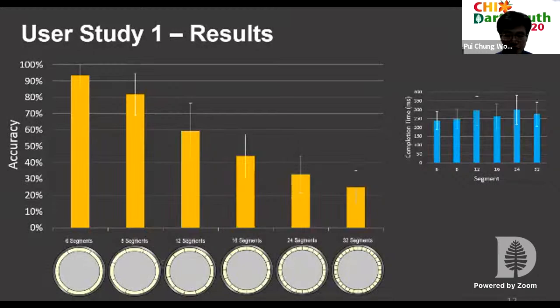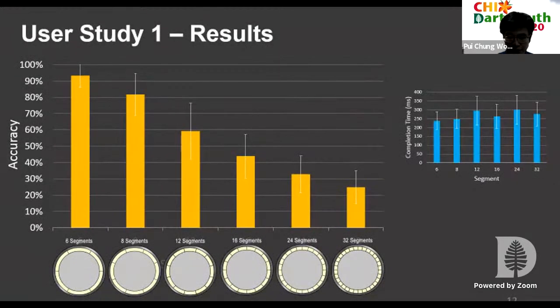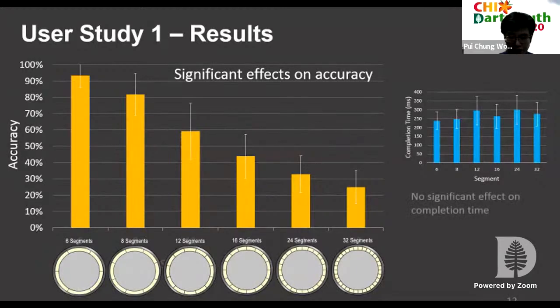Here are the results showing the accuracy of the 6 different layouts. We can see that the 6 segment layout can achieve accuracy around 95%. However, the accuracy decreased gradually to 25% for the 32 segment layout. There are significant effects of the layout on accuracy, while no significant effect on completion time.